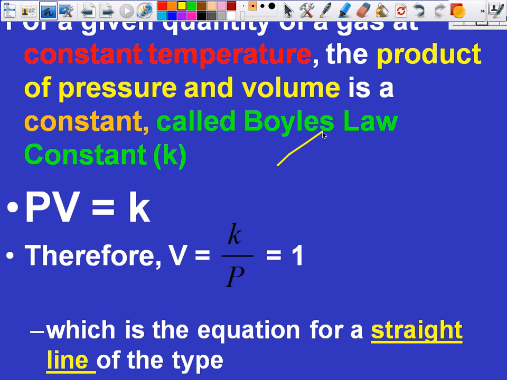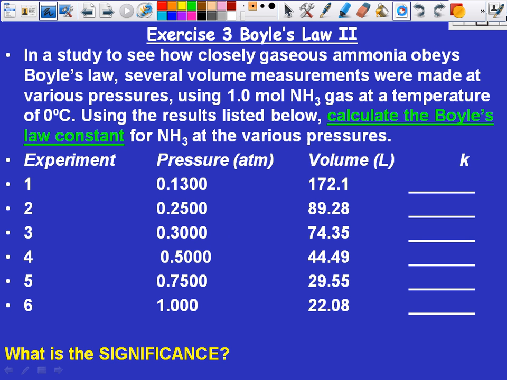So let's look at this next little part we have going on, and it's this right here. In the study to see how closely gaseous ammonia obeys Boyle's law, let's talk about that. Boyle's law, what's held constant? Excuse me, my apologies. Boyle's law, what's held constant? Hopefully you say T is constant. Several volume measurements were made at various pressures. Notice what it said. Several volume measurements at various pressures using 1 mole. Guess what they just did? They just quantified your gas. They just told you it's this much.